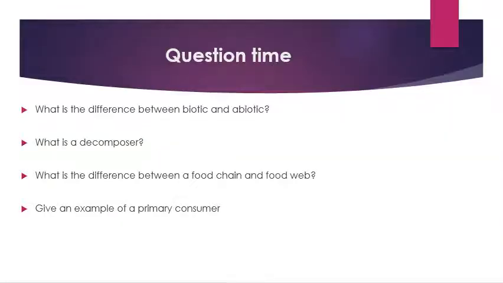Now that you have revised the intro to ecosystems, have a go at the following questions. What is the difference between biotic and abiotic? What is a decomposer? What is the difference between a food chain and food web? Give an example of a primary consumer. Pause the video now before the answers are shown.